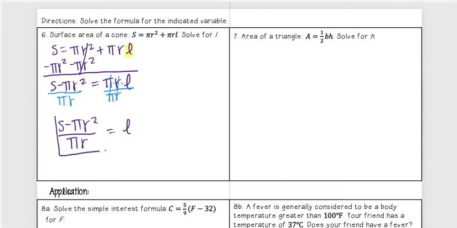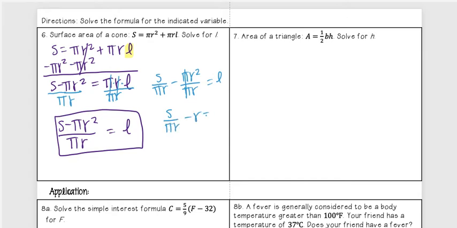And you could have also divided each of those by pi r. That would have been fine too. And so you would have actually simplified it. So if I were to divide each of them individually, I would have had S over pi r minus pi r squared over pi r, which cancels. R squared divided by r is just r. But I would accept either way.